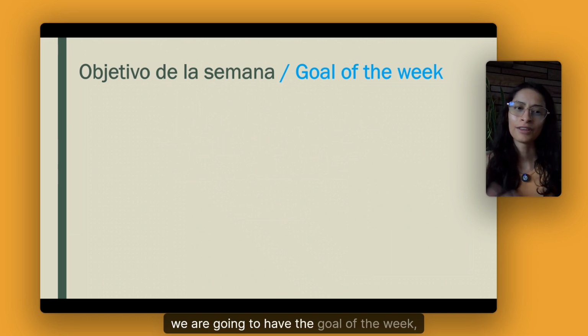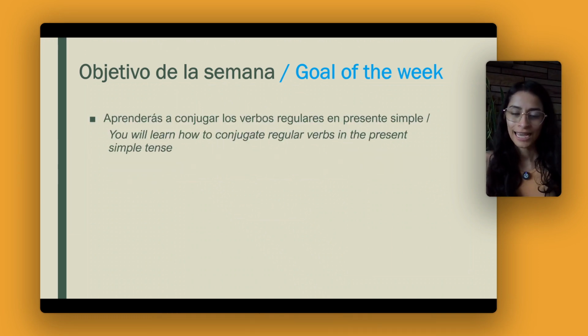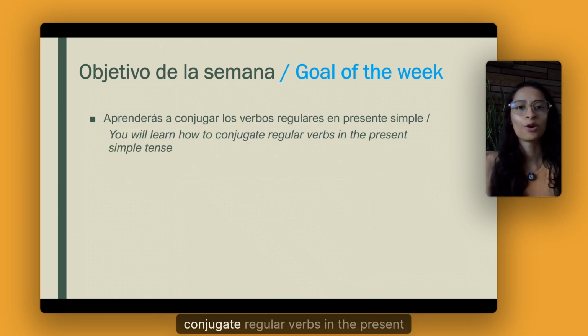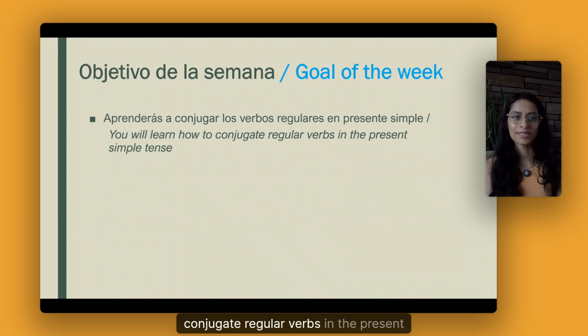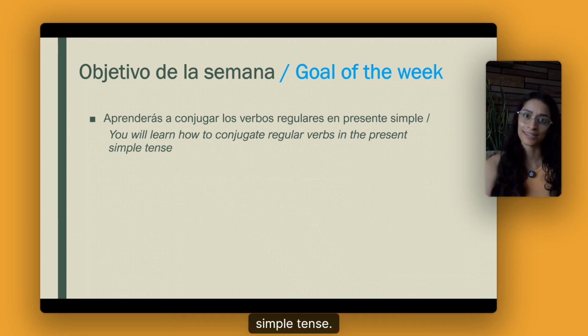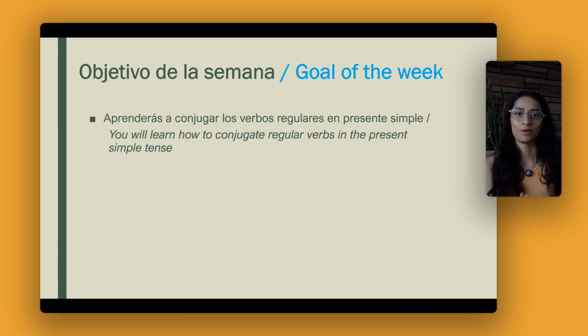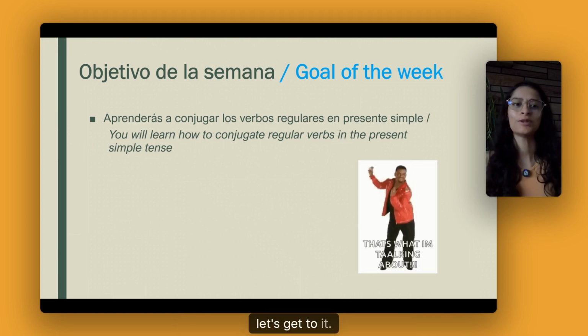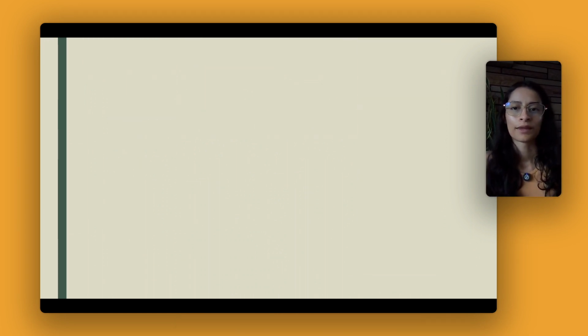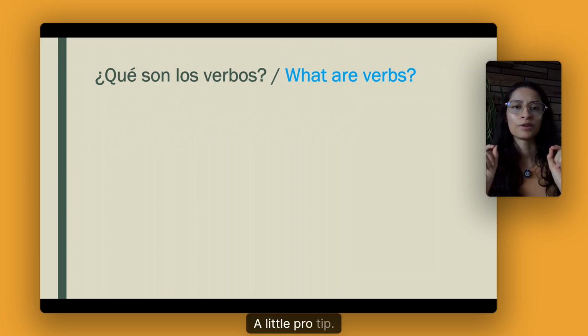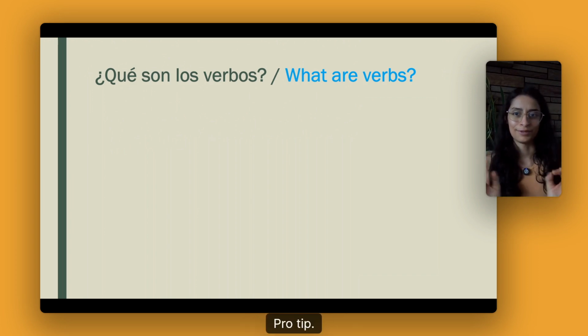First, we're going to have the goal of the week as always, and that is that you're going to learn to conjugate regular verbs in the present simple tense. Why regular? Because they are the easiest ones. Okay, let's get to it. So, a little grammar pro tip.